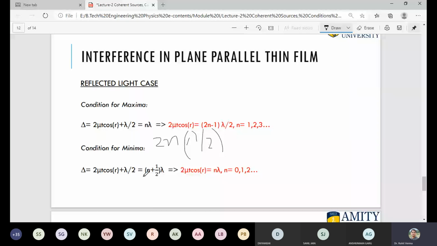Okay, 2n plus 1. So if you equate this to (2n plus 1) times lambda by 2, then if you bring this lambda by 2 from the left hand side to the right hand side, then lambda by 2 will be cancelled out, and in the right hand side you only remain with 2n times lambda by 2, and this 2 and 2 will be cancelled out. Therefore, in the right hand side you will get n lambda. So the condition for maxima comes out to be 2 mu t cos r is equal to (2n minus 1) lambda by 2, and the condition for minima comes out to be 2 mu t cos r is equal to n lambda.